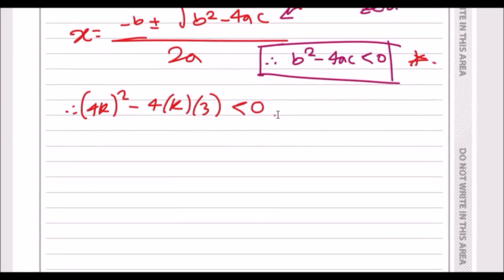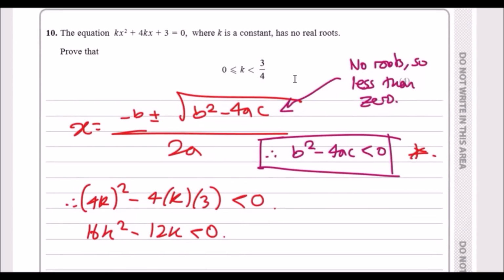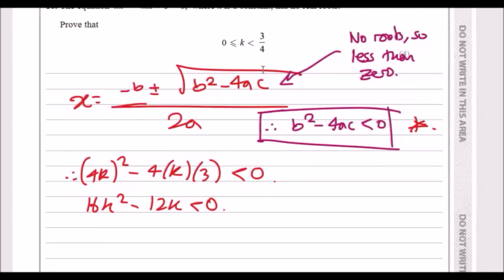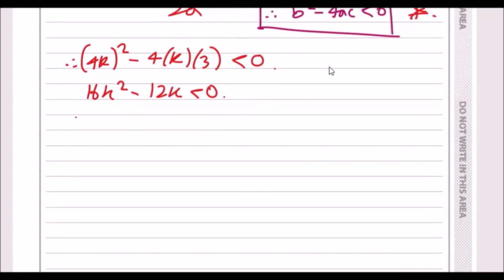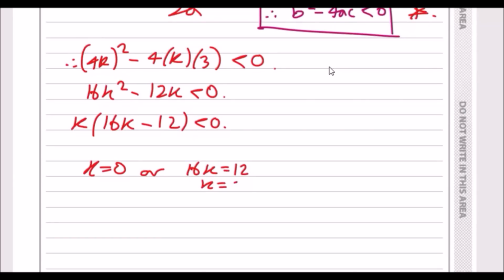Now let's keep going. So expanding this one, we got 4k squared, so that's 16k squared minus 4 times 3 times k is 12k. Okay, and you can see that we've almost got the answer. So factorizing k from here, just solve this like you always do. So you got k times 16k minus 12 less than 0. So the critical points are going to be k equals 0 or 16k equals 12, which is k equals 3/4.